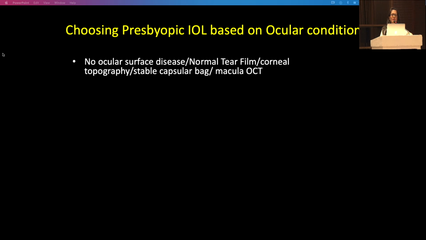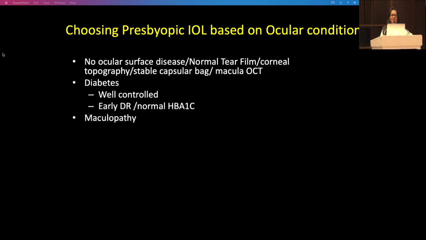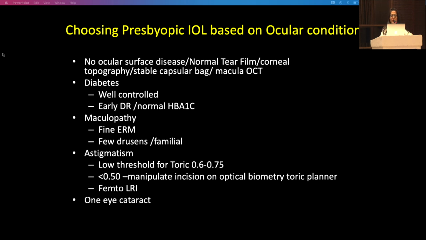Based on ocular condition, pseudoexfoliation, zonular laxity, you would be wary of doing presbyopic IOLs initially, because the centration is very important. Diabetic patients can be taken up for presbyopic IOL if they are well controlled. It's not a contraindication. Similarly, early glaucomas are not a contraindication. Fine ERMs, very few drusen which are familial and non-progressive, again can be taken up for presbyopic IOLs.